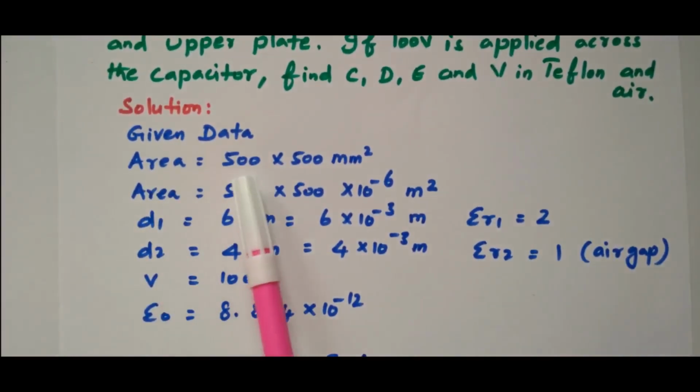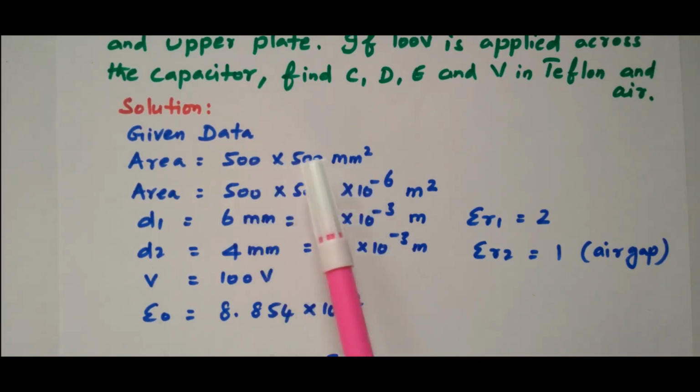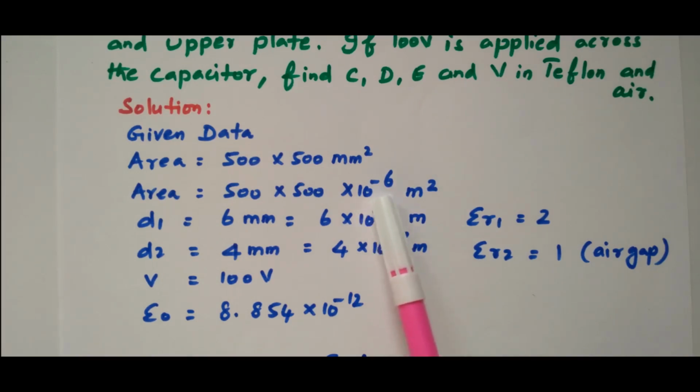The side is given as 500 millimeter. So the area will be 500 into 500 millimeter square, right? Side into side. Millimeter square is converted into meter square by multiplying by 10 to the power minus 6. So 500 into 500 into 10 to the power minus 6 meter square. The distance D1, the thickness of the first dielectric, is 6 millimeter, that is 6 into 10 to the power minus 3 meter. The thickness of the second dielectric, that is air, is 4 millimeter, that is 4 into 10 to the power minus 3 meter, right?